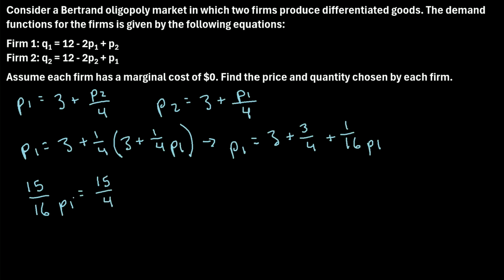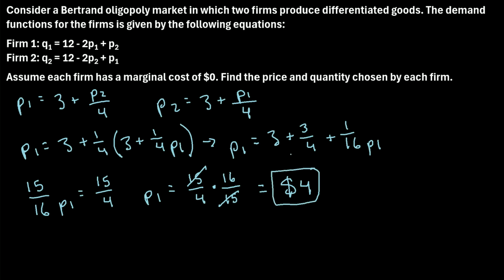Now lastly, to solve for P1, we can multiply both sides by the reciprocal of 15/16. So 16 over 15. So we'll say P1 is equal to 15 over 4 times 16 over 15. So when we multiply these two fractions, we'll notice that the 15s cross cancel, and we're left with 16 divided by 4, which is 4. So price 1 is going to be $4.